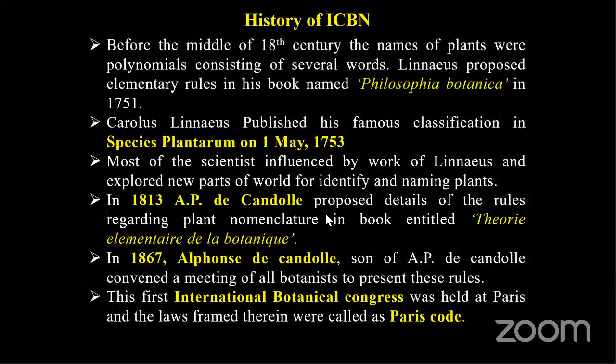Before going into detail, we will take a look at the history of why there is a need for an ICN or ICBN, why there is a need for a code of nomenclature. Before the middle of the 18th century, the names of plants were polynomial, consisting of several words, as we have already seen.